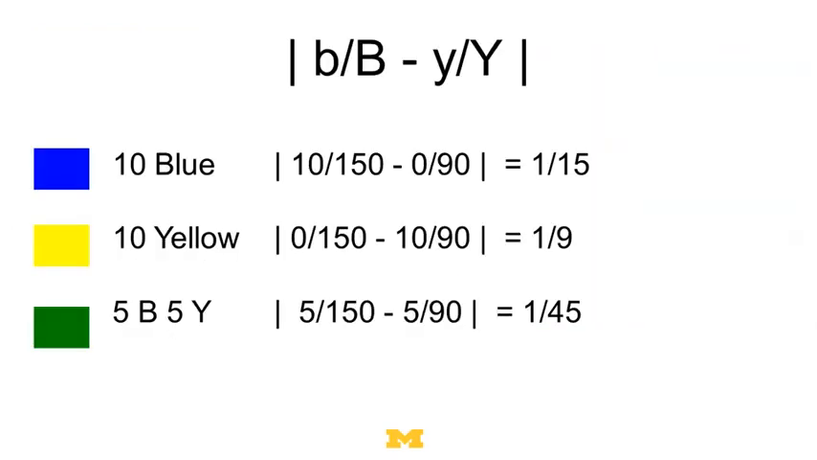What we get then is that for every one of those 10 blue districts, the index of dissimilarity is 1 over 15. Every one of the yellow districts, the index of dissimilarity is 1/9. And every one of the districts that's 5 blue and 5 yellow is 1 over 45.